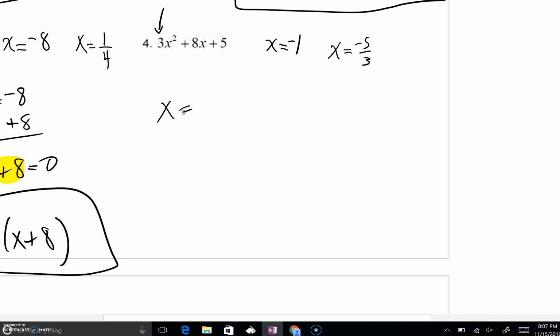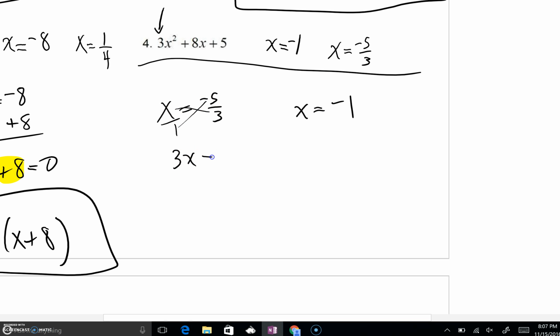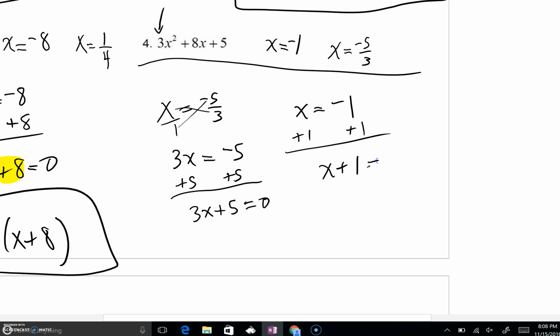Now, I'm going to rewrite this down here and we're going to do a little bit of work. Now, whenever you've got a fraction, like we were saying, do some cross multiplying. You'll get 3x. Here you'll get -5. Next, add a 5 to both sides, and you'll get 3x plus 5 would be equal to 0. For this other part, just add a 1 to both sides, and you'll have x plus 1 is equal to 0.